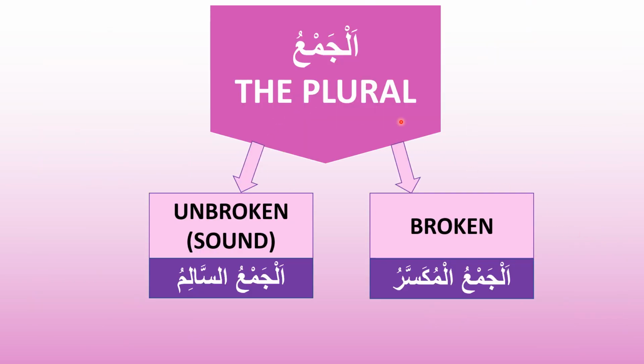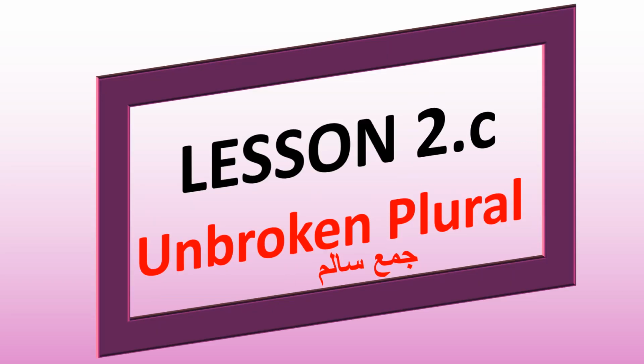Now in Arabic, plural is divided into two types. We have the sound plural or the unbroken plural, we will call it. It's called al-jam'u salim, and the other plural is called the broken plural. In Arabic, we say al-jam'ul mukassar. So what we have is these two plurals in the Arabic language. In Lesson 2C, we're focusing on the unbroken plural, jam salim.